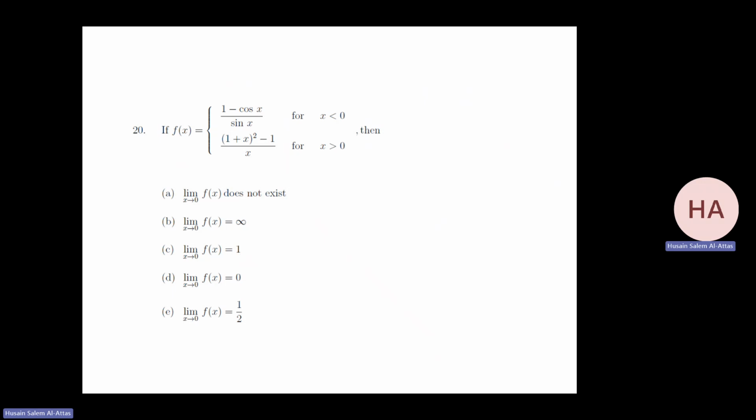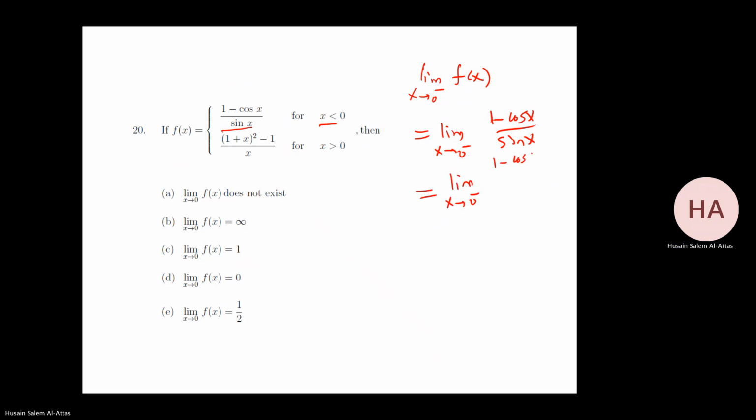Okay, the piecewise function. So it means I need to check the limit from left and right to be sure the limit exists or not. So I will do the limit as x goes to 0 from the left. From the left, I need this function where I need the special limits. 1 minus cosine x over sine x. So I divide by x in numerator and denominator. That gives me 0 over 1, where the answer is 0. This is the limit from the left.